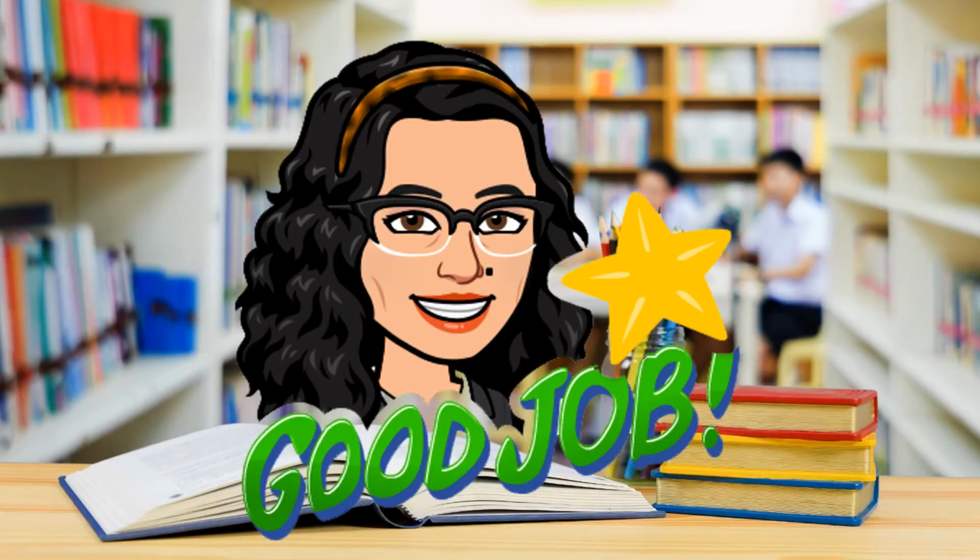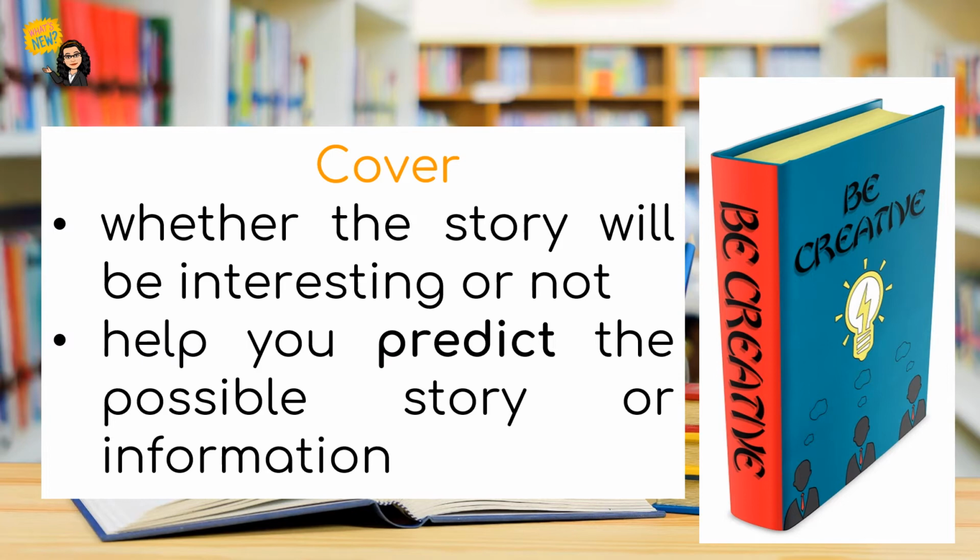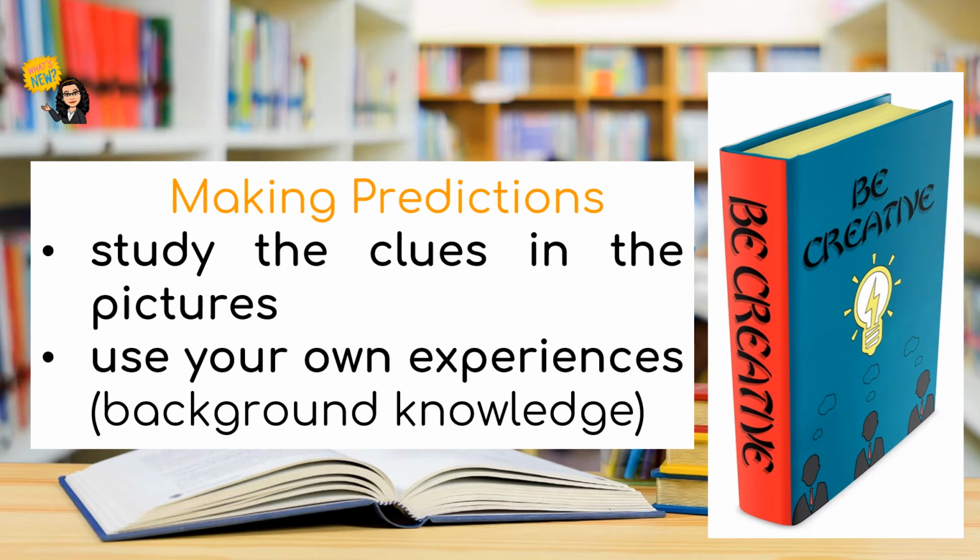Good job! When you look at the cover of a book, it can give you an impression whether the story will be interesting or not. Also, looking at the illustration, picture, or title of the book can help you predict the possible story or information to be provided. In making predictions, you need to do 2 things. Study the clues in the pictures and use your own experience or background knowledge. If these 2 are combined, you can make relevant predictions about the story.